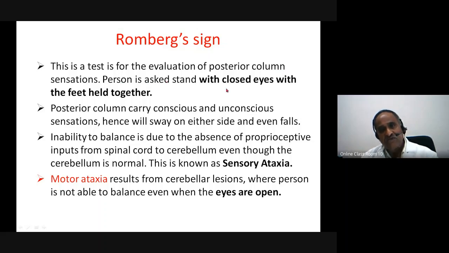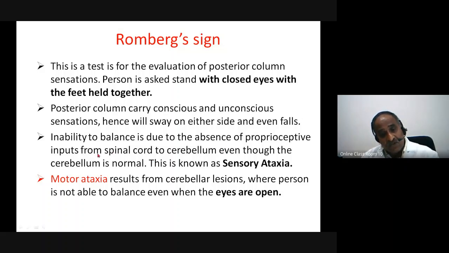This is a test for the evaluation of the posterior column sensations. The person is asked to stand with closed eyes, with feet held together. The posterior column, as I have already mentioned, carries conscious and unconscious proprioceptive sensations. Hence, because they are absent, he will sway on either side and even he may fall. Inability to balance is due to the absence of the proprioceptive inputs from the spinal cord reaching the cerebellum and higher centers.